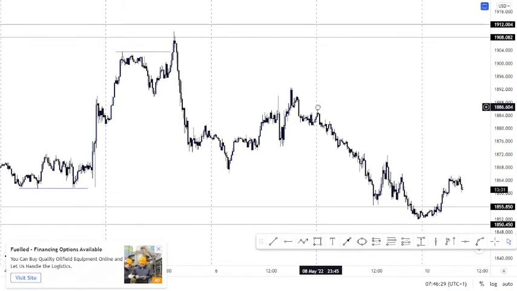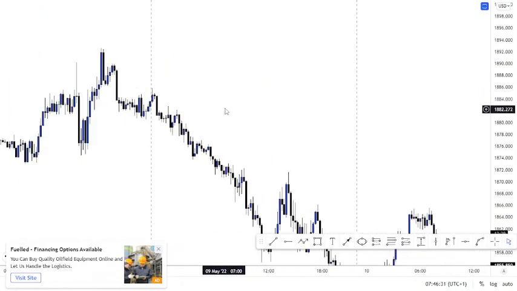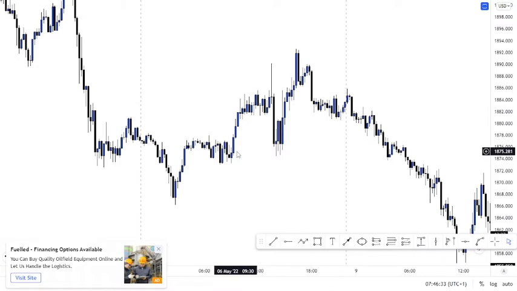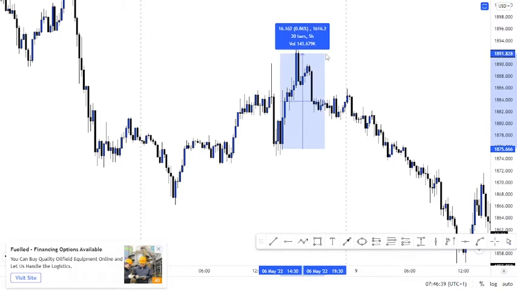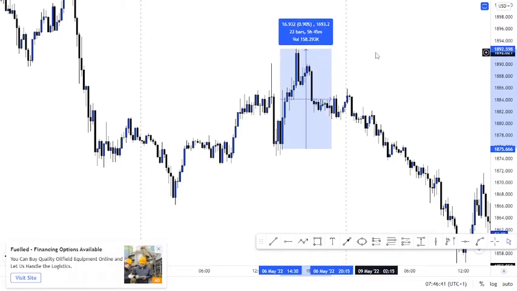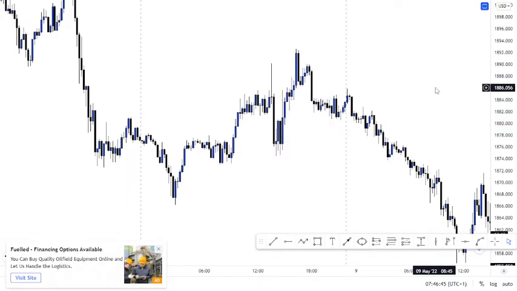So here on Friday, I also sent you guys this, told you guys I wanted to buy gold from this region. Now you see how gold came into that region, bounced off, gave us about 100 pips or thereabout. This is about 169 pips. Yeah, so this was a very, very nice trade on Friday.